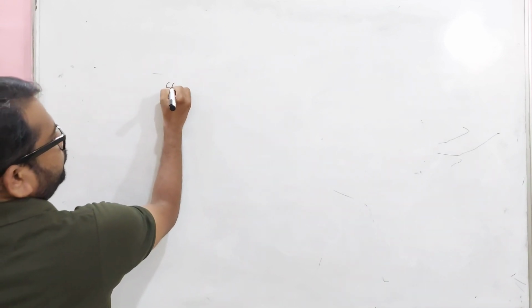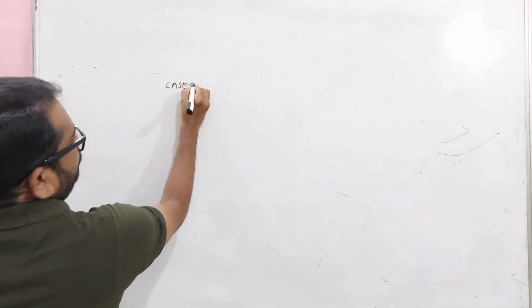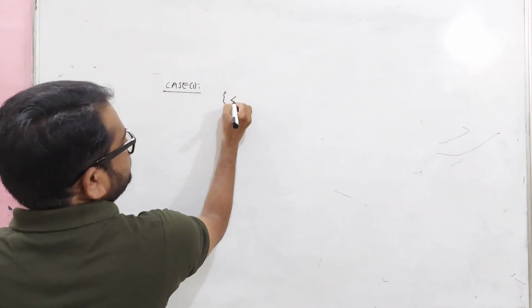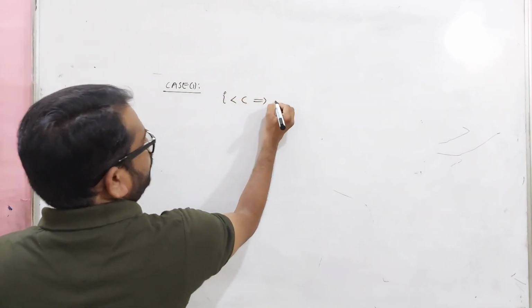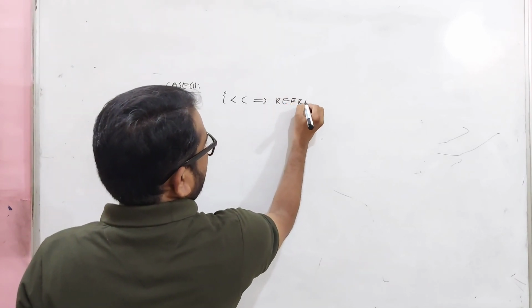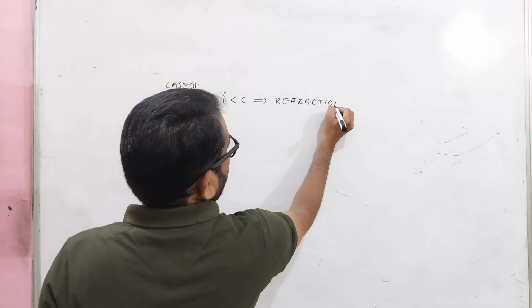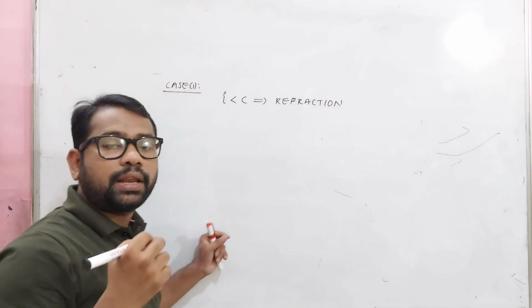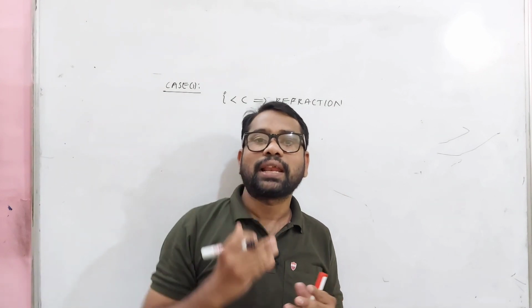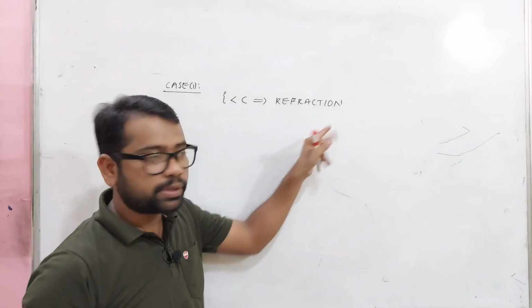Look at it, children, case 1. What happens if the angle of incidence is less than the critical angle? Then normal refraction can take place. If the light ray is moving from denser to rarer medium, but the angle of incidence is less than the critical angle, then normal refraction takes place.